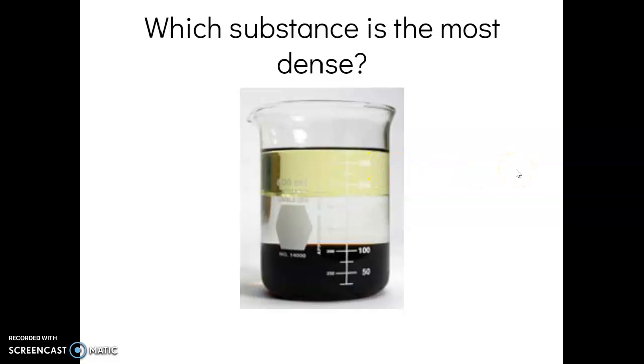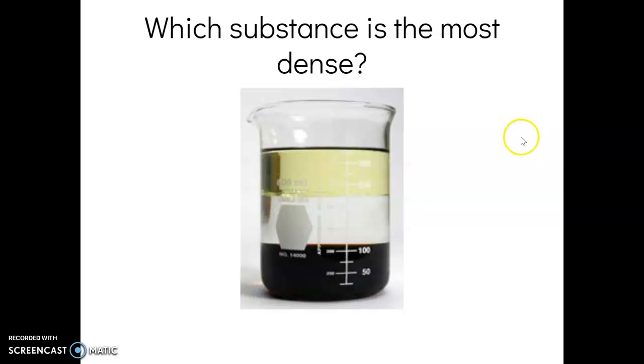So when we're taking a look at something like this, if we want to find the substance that is the most dense, you just have to look at the layers. And it's as easy as that. So the substances that have a higher density are always going to settle on the bottom. And then as you go up, those substances will have a lower density.